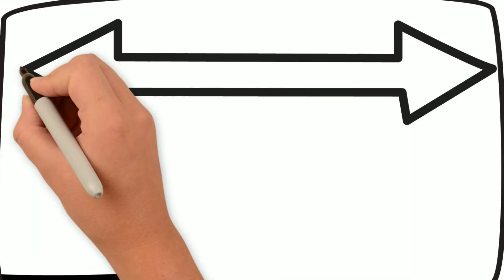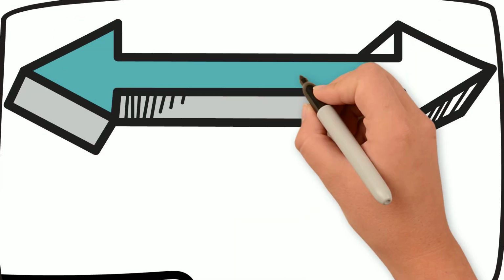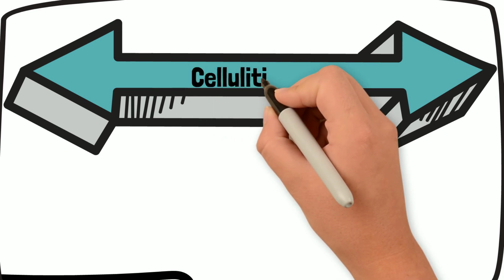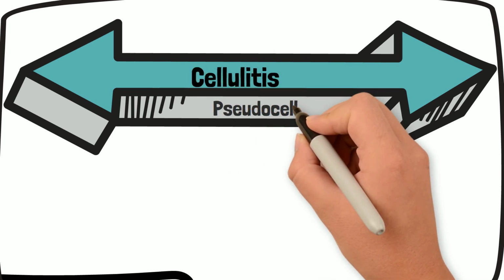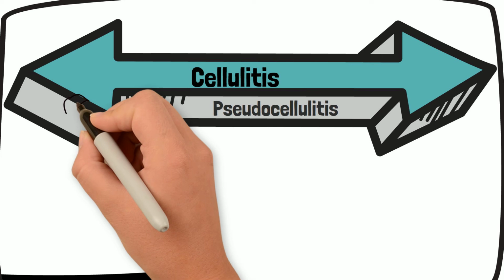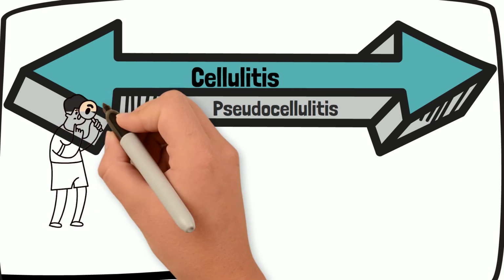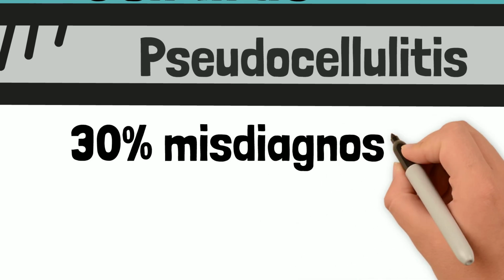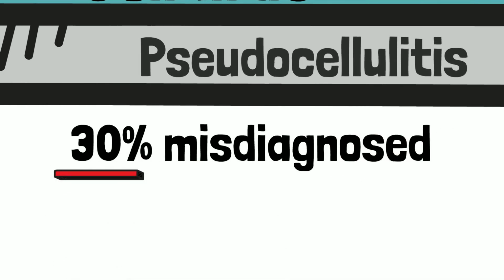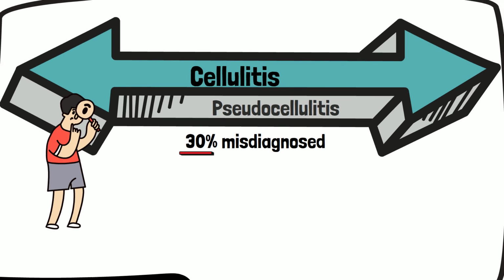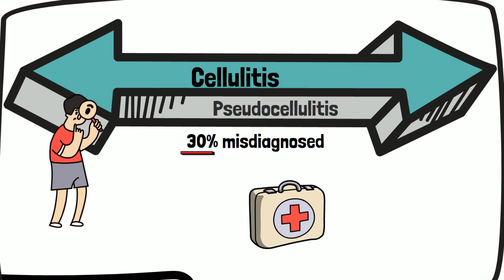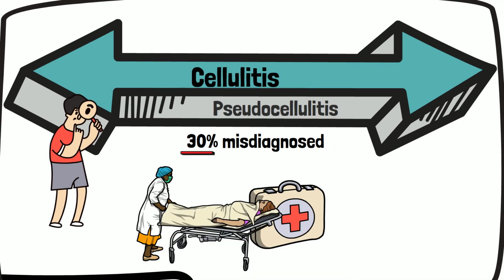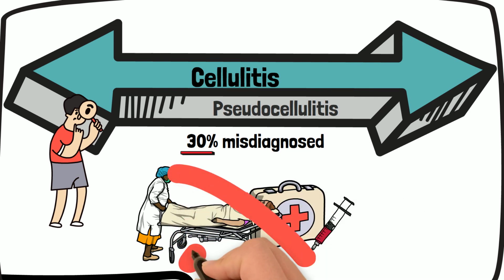Cellulitis can have a spectrum of presentations, and many other conditions can have similar clinical features called pseudocellulitis. Differentiating between cellulitis and pseudocellulitis can be challenging at times. Around 30% of cases of cellulitis are misdiagnosed, and this outlines the importance of distinguishing cellulitis and pseudocellulitis to avoid unnecessary hospitalization and unnecessary empiric antibiotic treatment with potential significant adverse reactions.